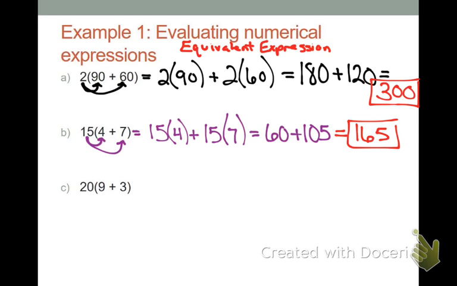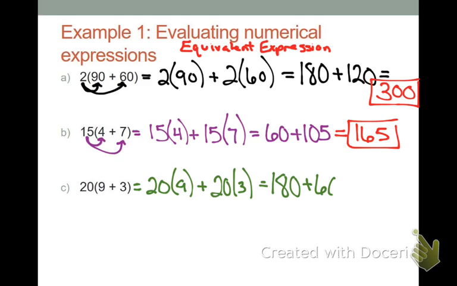Okay. All right, I want you to go ahead and do the third one. All right, so going by the directions, using the distributive property, I do 20 times 9 plus 20 times 3. 20 times 9 is 180. 20 times 3, 60. What's my total? 240. All right, who got it right? 240. Awesome, guys. Good job. All right, so that's it for example 1.